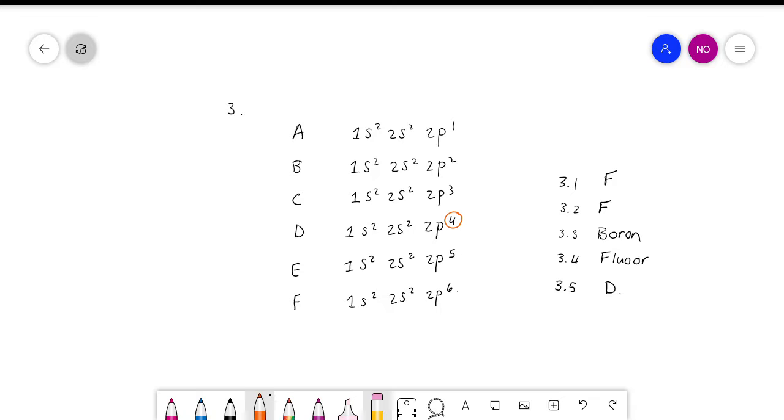Onthou, almal van hulle wil 'n volledige gevulde energievlak hê, né? So if we add 2 more electrons to D, then he will look like this, né? Dan gaan hy happy wees. Maar as hy 2 elektrone bykry, dan gaan hy 'n -2 lading hê. Okay? And the name of this element is oxygen. Hulle vra vir jou die naam van die element, so jy skryf neer suurstof. As ek vir jou gevra het die naam van die ioon, dan moet jy neergeskryf het suurstof ioon, né?